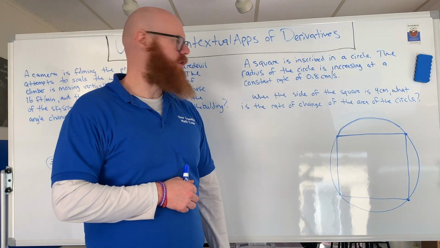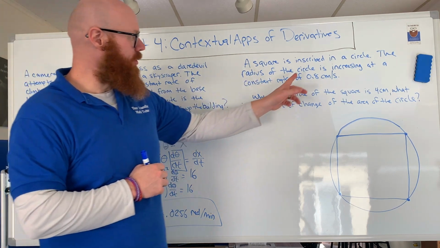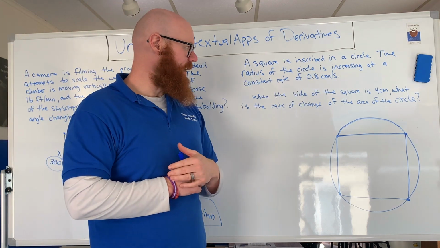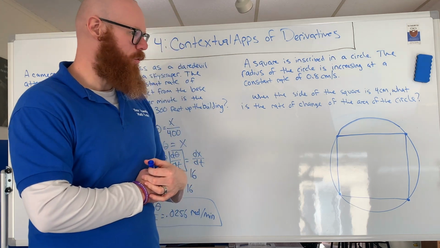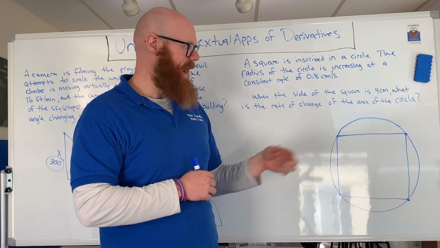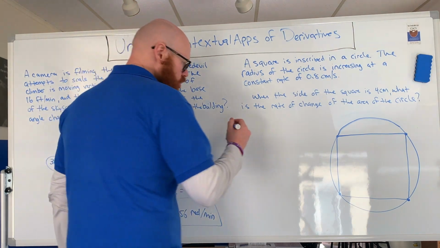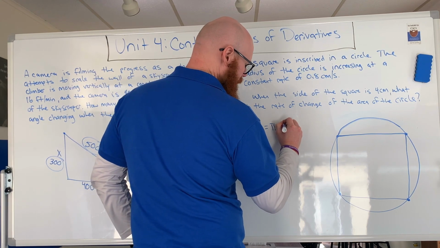So we've got a circle and a square. So a square inscribed in a circle, the radius of the circle is increasing at a constant rate of 0.8 centimeters per second. When the side of the square is 4 centimeters, what is the rate of change of the area of the circle? We'll just start with the area of a circle. So area equals pi r squared.